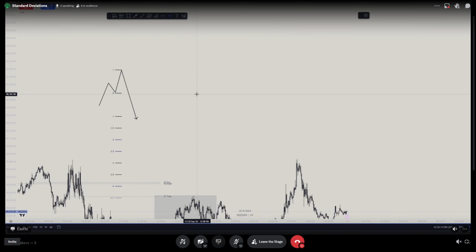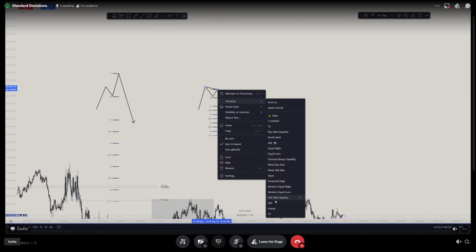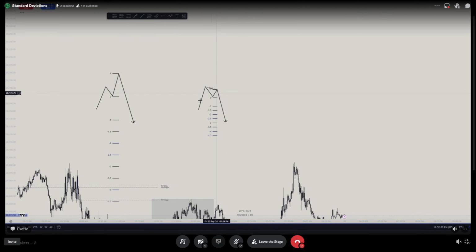Your next one is a mitigation block, preferably with SMT here, right? And it will act the same way as your breaker. You'll draw it from here to here. Preferably you have SMT here to make this a little bit more powerful and to make sure that you have this idea.